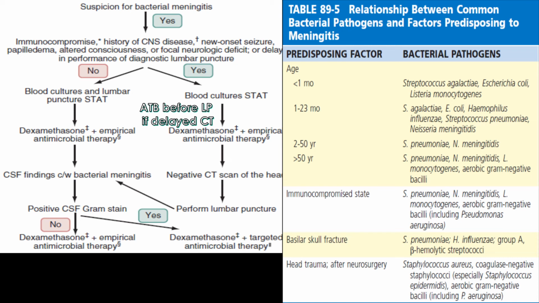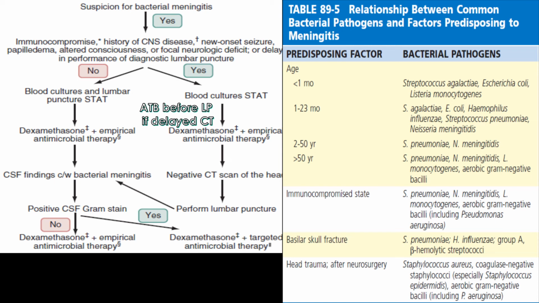About the antimicrobial agent, you can guess in two ways. One is the clinical syndrome, and two is by risk factor, like this table. We separate by age group, then immunocompromised status, and some specific situations.